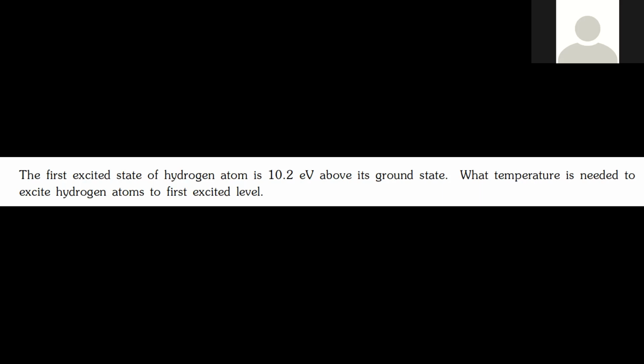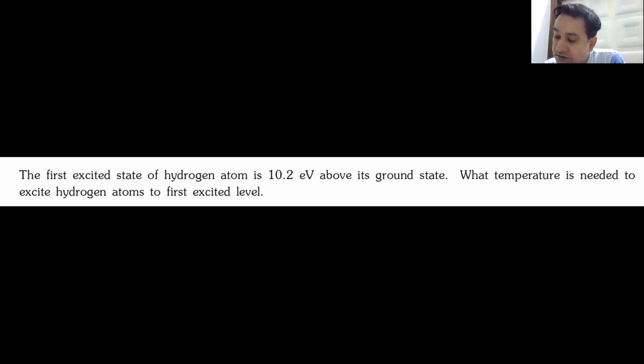The question is pretty simple. The first excited state of hydrogen atom is 10.2 electron volt above its ground state. What temperature is needed to excite hydrogen atom to the first excited level? The first excited level is 10.2 electron volt. You must be knowing this. Well, since modern physics is not covered, that is why the value is given.